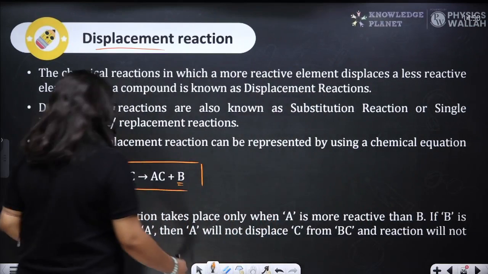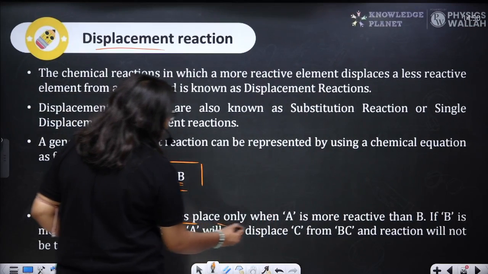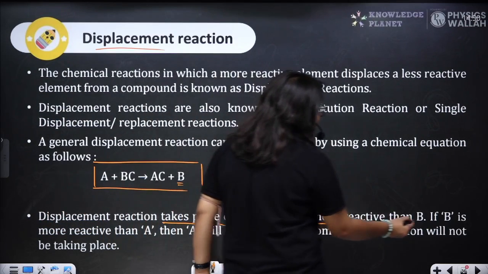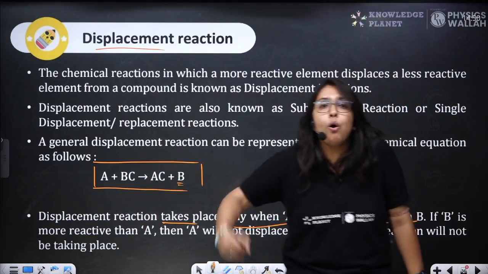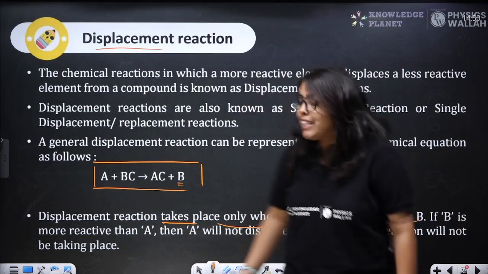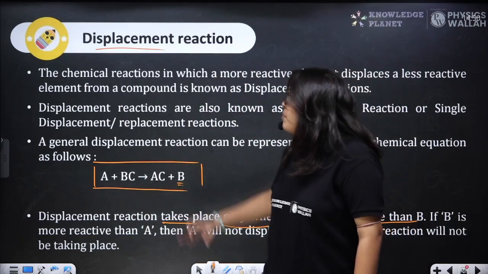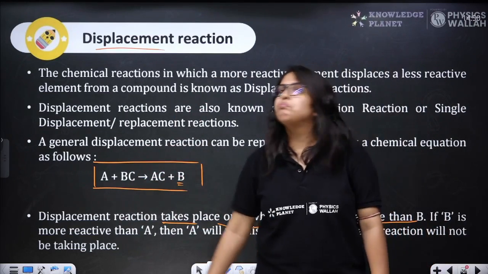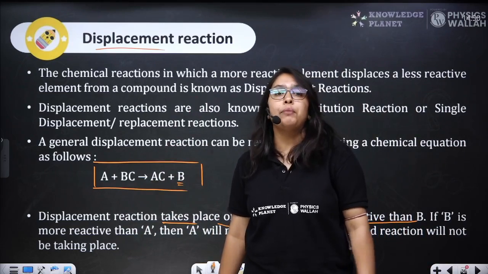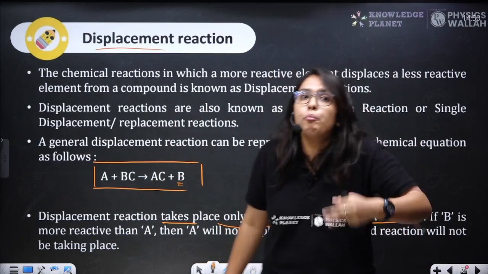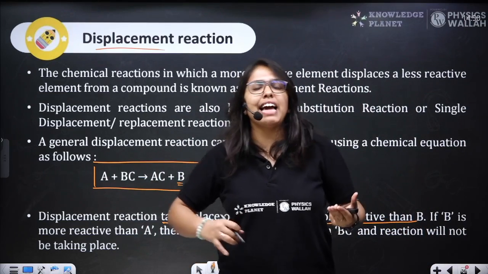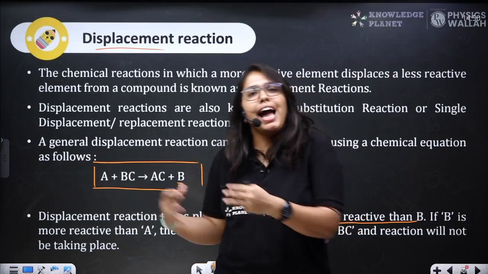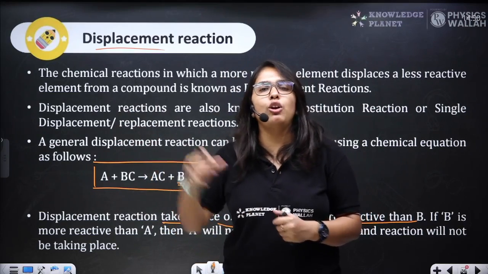Displacement reaction takes place only when A is more reactive than B, when it reacts more strongly than B. Had A been less reactive than B, no effect. The displacement would not have happened. But since A is more reactive, it can very happily displace B and interact with C and leave B alone.